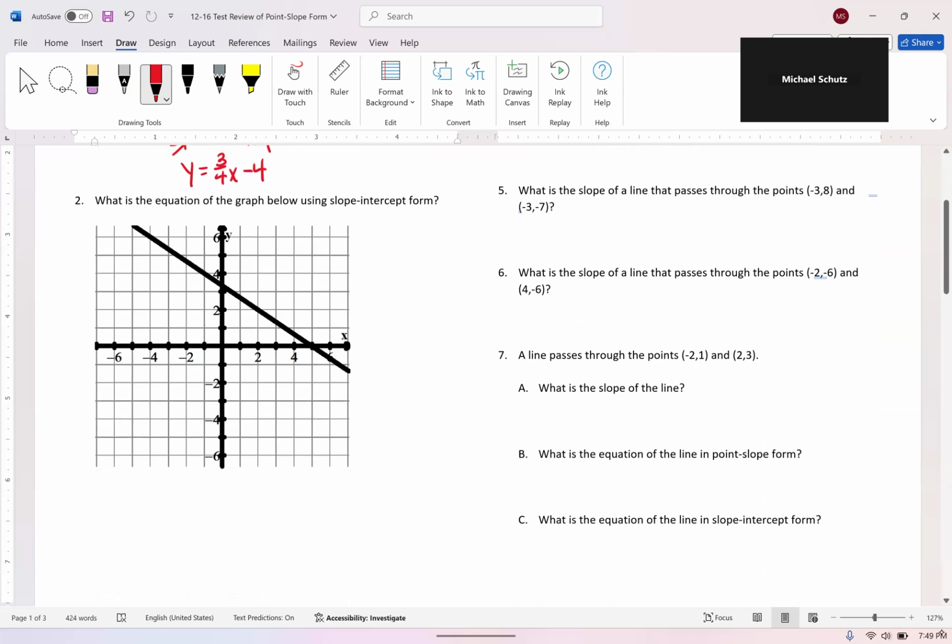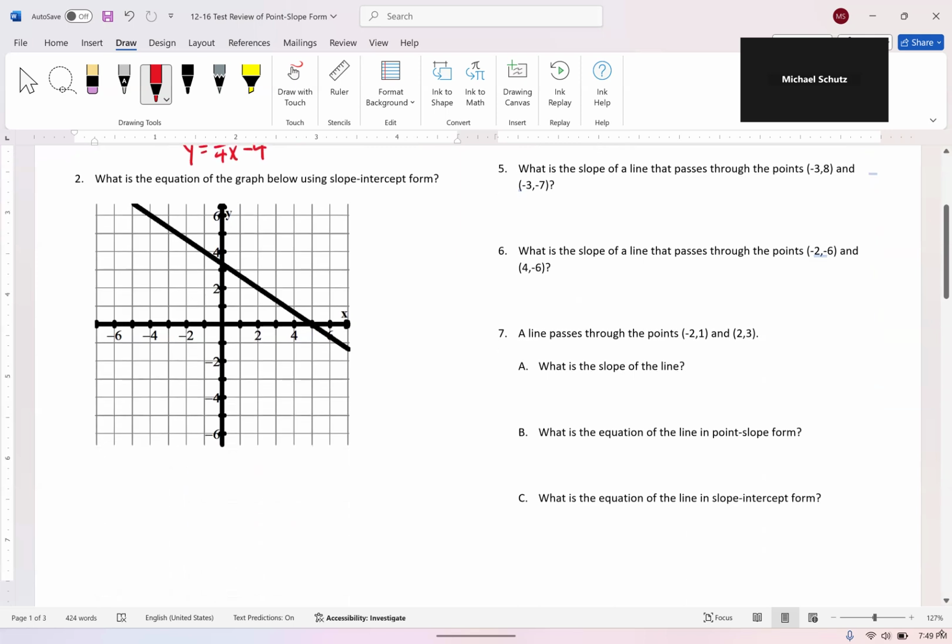All right, let's look at number 2 now. It says, what is the equation of the graph below using slope-intercept form? So remember, slope-intercept form is y equals mx plus b. The problem is we can't just look at that graph and come up with slope-intercept form because this point right here where the line crosses the y-axis is not a whole number. It is between 3 and 4. So unfortunately, we are going to have to not start with slope-intercept form, but rather start with point slope form, and then we will turn it into slope-intercept form.